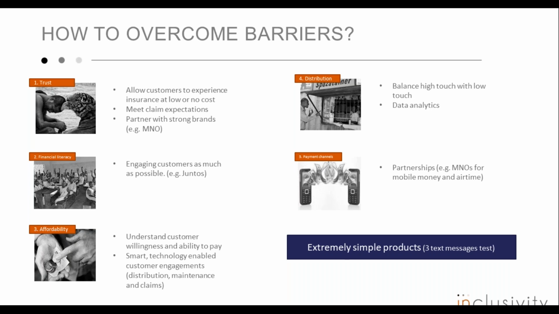When customers start experiencing a product, they start realizing how it can benefit them. They start realizing that it is actually something that works, they can trust it, and they can maybe start committing some money towards it. I've already mentioned the claims expectation, absolutely crucial. That is where insurance needs to work for the customer. And if it doesn't work for the customer, you are going to destroy that trust. And the third point is that you can partner with brands that are extremely strong in the market.